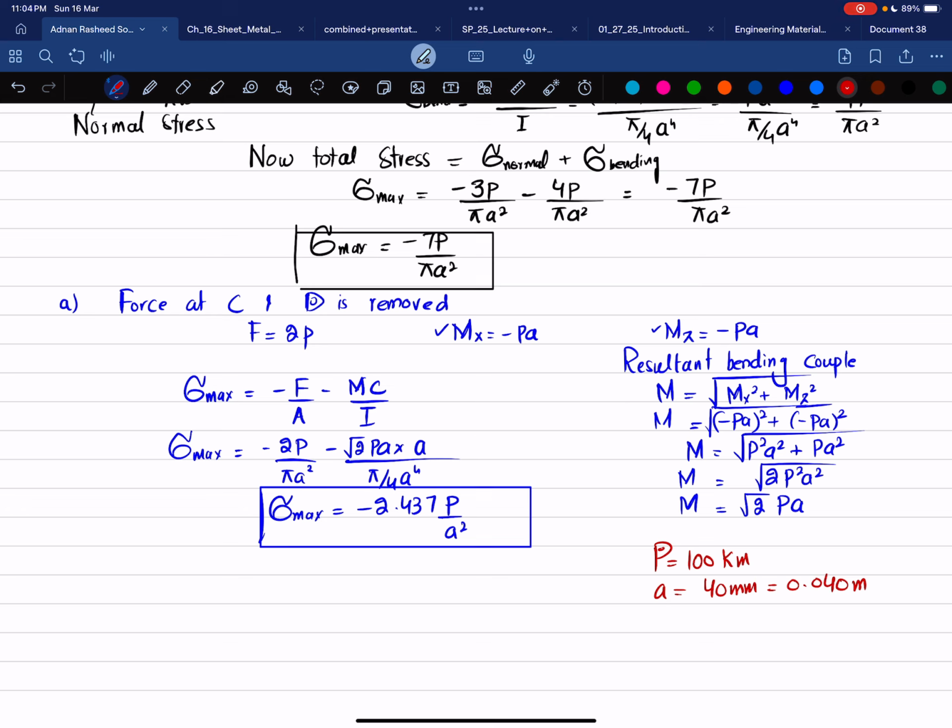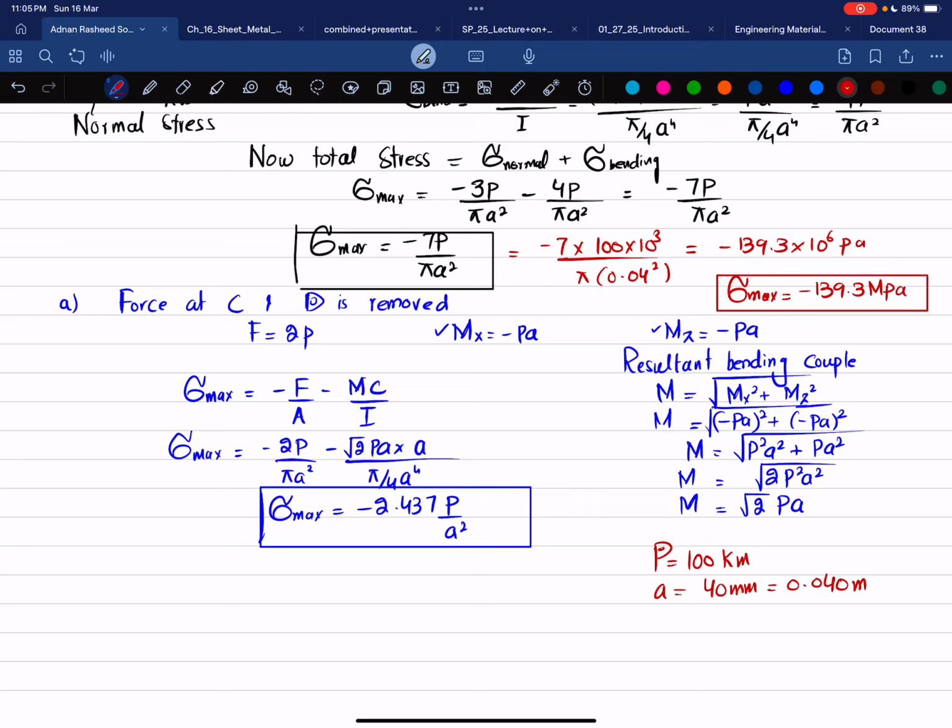So if I put it, minus 7 multiplied by P, which is 100 kilonewton. So 100 into 10 raised to power 3 divided by pi, and area A is 0.04 square. Clear? So after solving this, you will get the value equal to minus 139.3 into 10 raised to power 6 Pascal. Or you can see that maximum stress is equal to minus 139.3 megapascal. So this is the numerical value or answer of our first part.